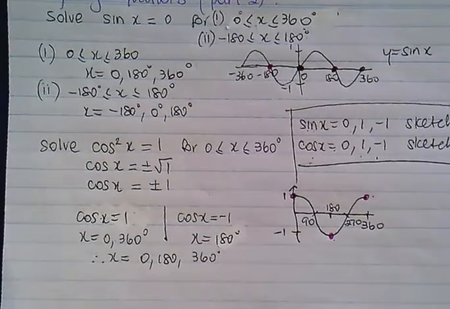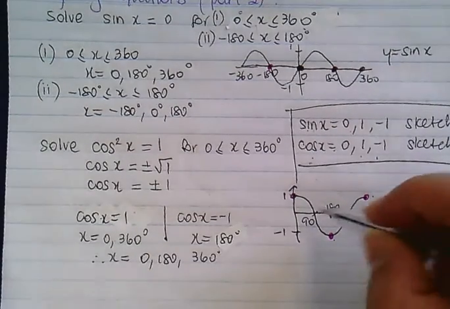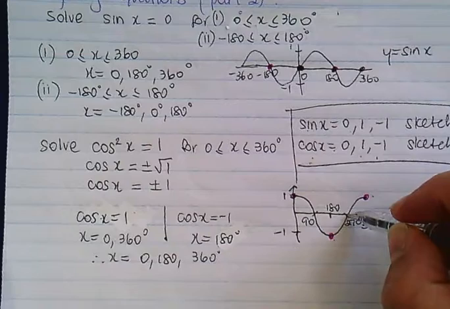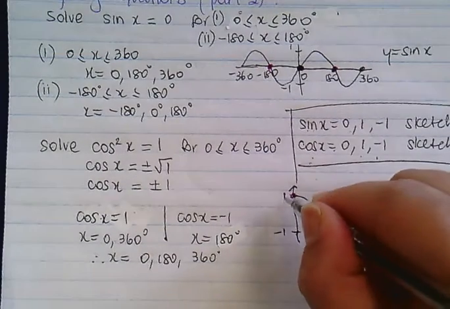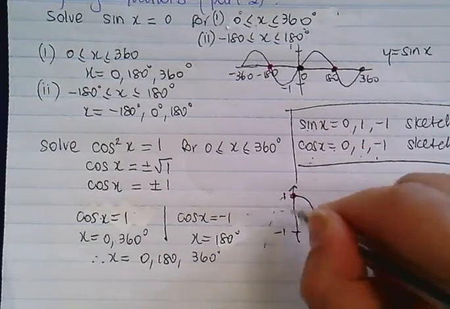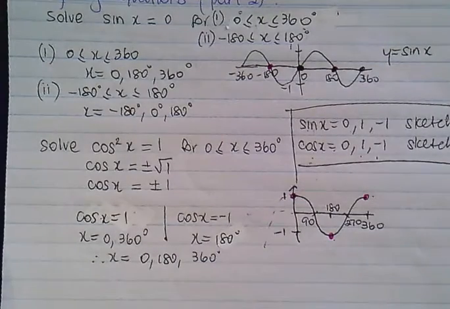And you could tell me now what the solutions for cos x equals 0 are. 90 and 270. If I asked you cos x is 0. Okay? And if you were asked for negative angles, you would just keep drawing backwards.